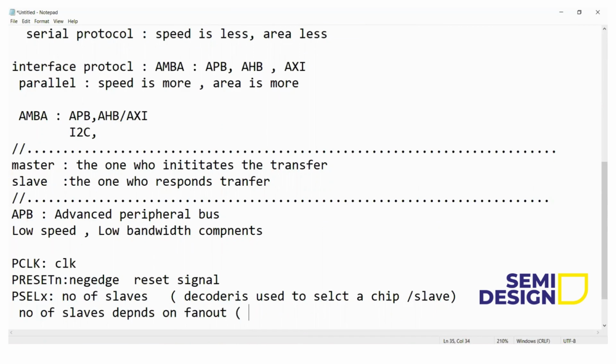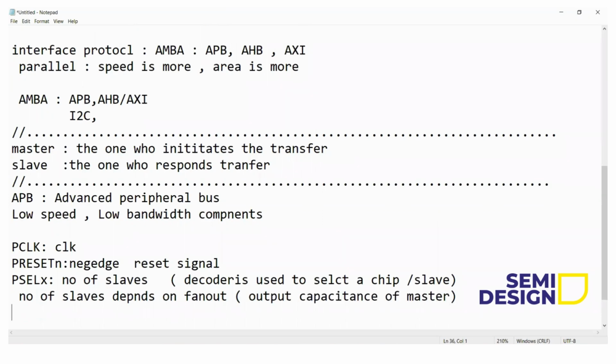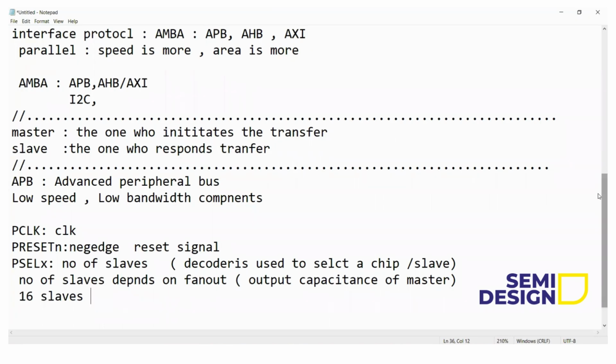Fan out, or you can say output capacitance of master. But if I'm going through practically, normally you take 60 slaves. They have fixed it. You can take more if your master can support it, but normally you should not take more than 16 slaves. So now this is to select a slave.